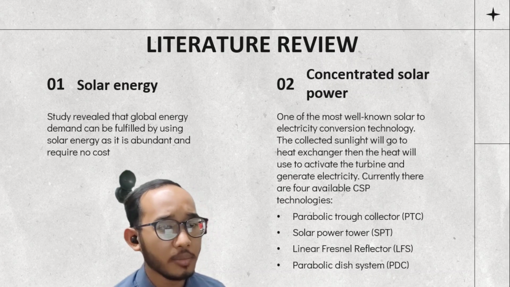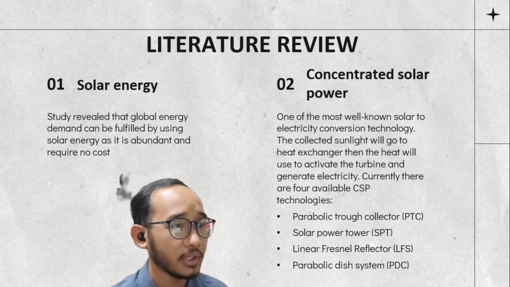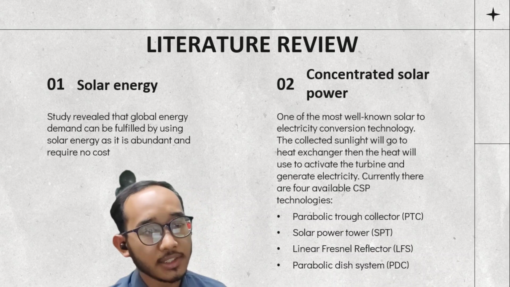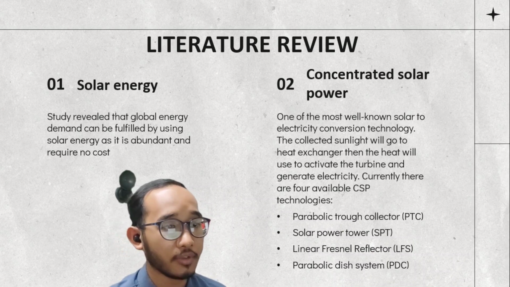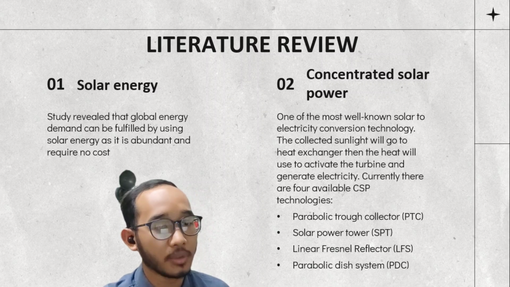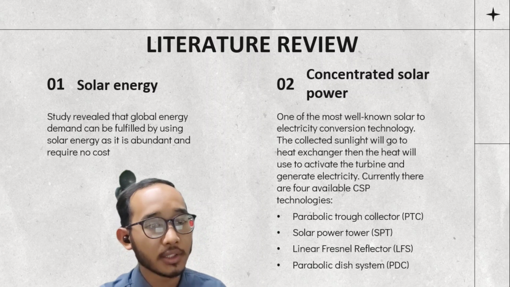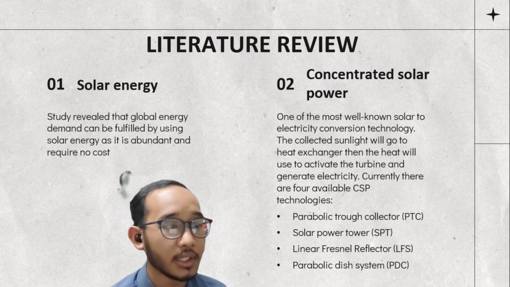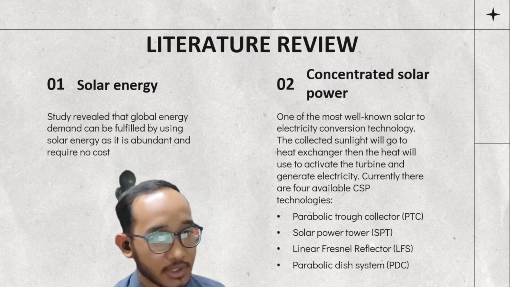Studies revealed that global energy demand can be fulfilled by using solar energy as it is abundant and requires no cost. Solar systems can be utilized efficiently for village systems, industrial operations, and residential use because they are readily available, inexpensive and adaptable. So, my next point is concentrated solar power, CSP.